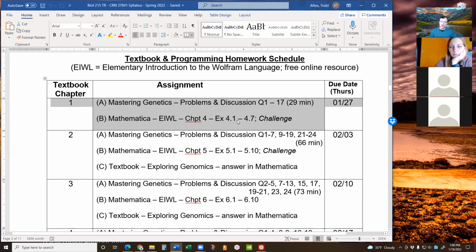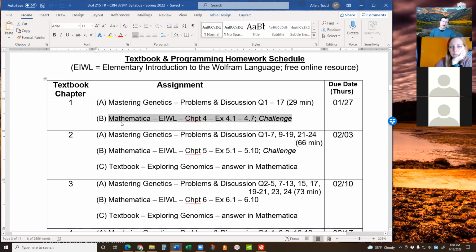And in addition to that, you will have a Mathematica assignment, and I'm going to show you all of this on Thursday during lab. I'm going to show you how to do this. I'm going to show you how to access it. It's not a problem, but we do need to work through this so you understand.